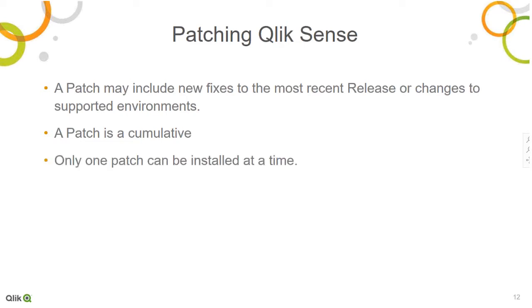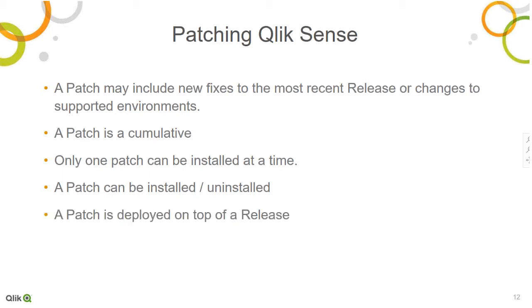Only one patch can be installed at a time. So before installing patch 2, patch 1 will need to be uninstalled. A patch can be installed and uninstalled, unlike releases. So if after installing a patch you are not satisfied with a behavior or a certain fix, you can simply uninstall this patch without the need of rolling back as described in the upgrade process.